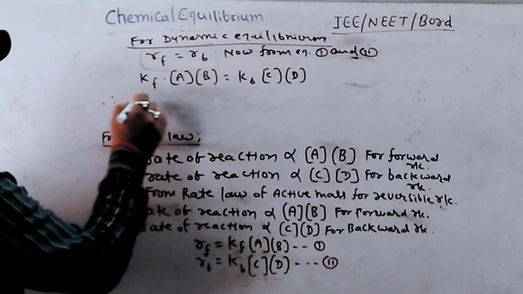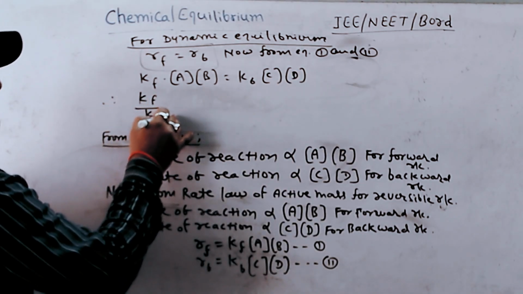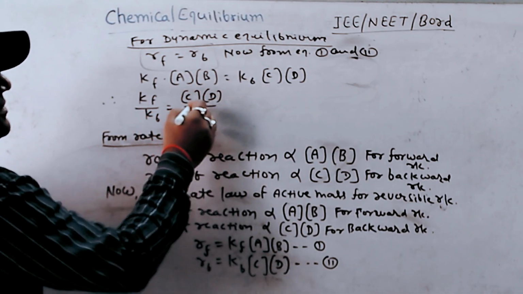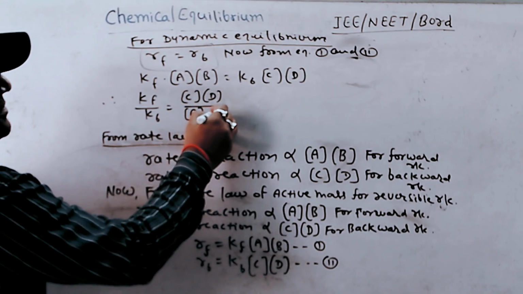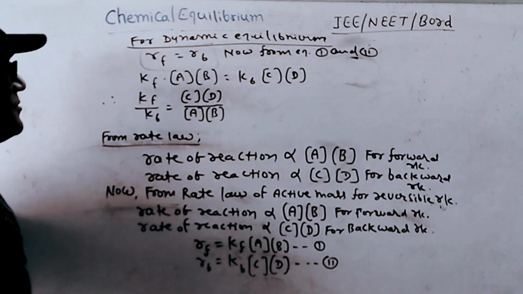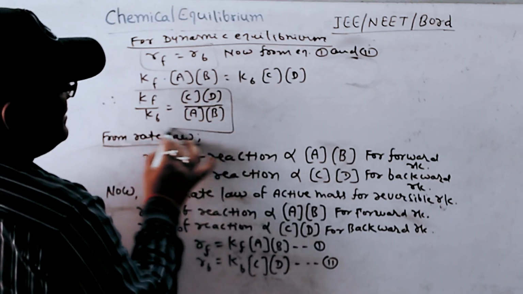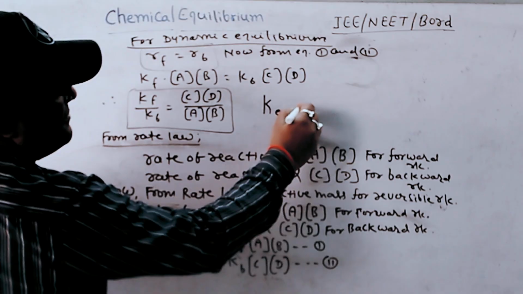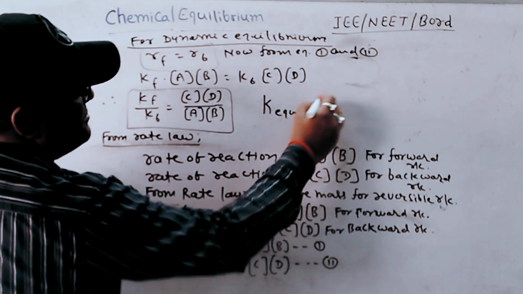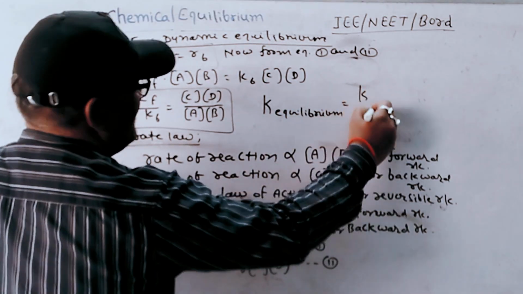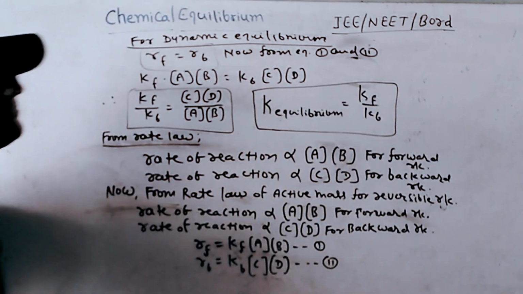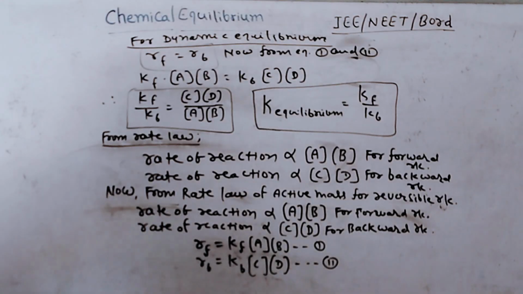Now the formula is Kf by Kb equal to active mass of C into active mass of D divided by active mass of A into active mass of B. So now the formula is ready. We can write constant for equilibrium, or equilibrium constant. The formula is Kf by Kb. So you can take a screenshot.